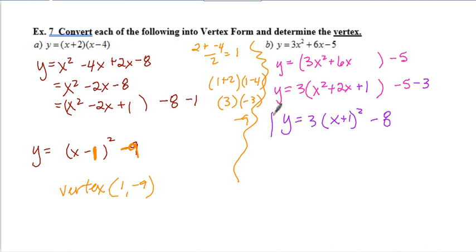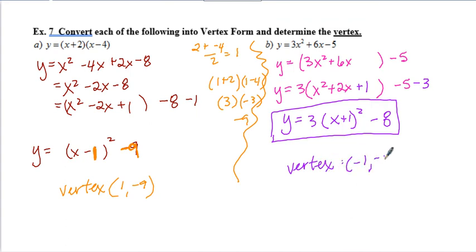That was definitely useful to use completing the square to get into vertex form there. Now, clearly vertex form spits out our vertex nice and clean. Our vertex on this, of course, is -1, -8. Easy peasy.